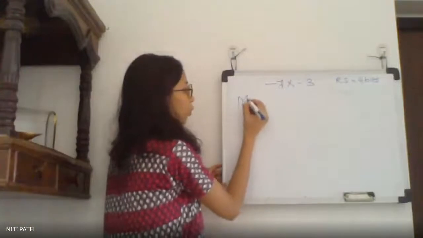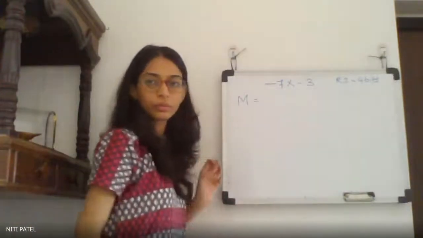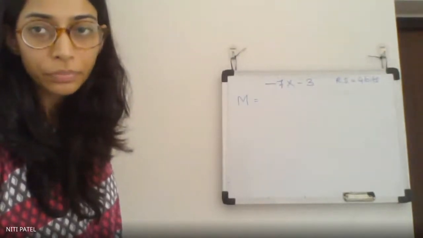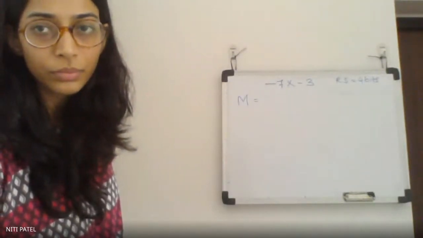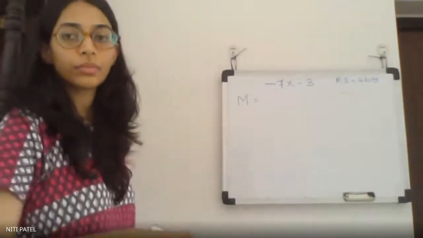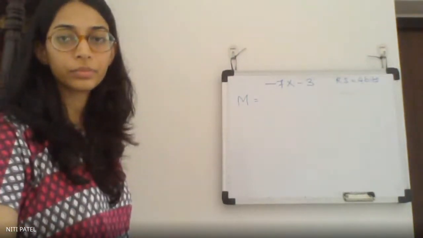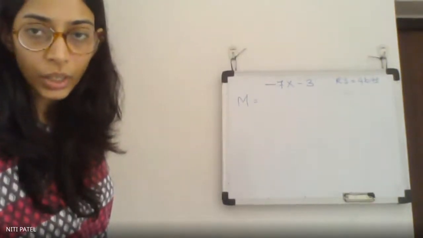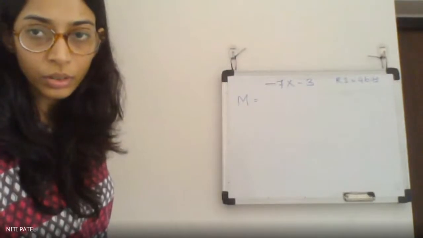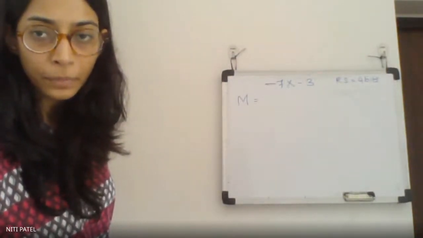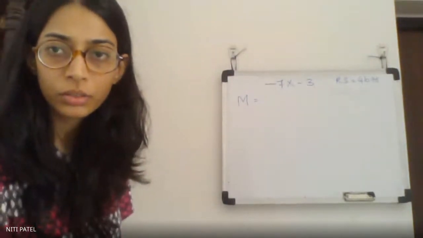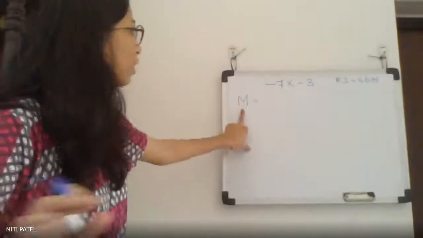So what is my m over here, Prathamesh? Pratham, what is my m? Pratham. Can you hear me? Pooja? Am I audible? Yes, ma'am. Okay, tell me what is the value of m?